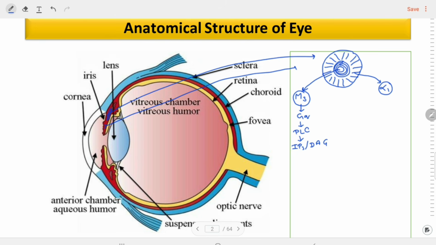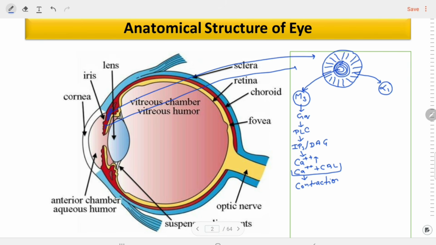When this IP3 DAG pathway is activated, it causes release of calcium through the opening of the calcium channel. This calcium combines with calmodulin, and this calcium calmodulin complex will cause the contraction of the sphincter pupillae muscles.